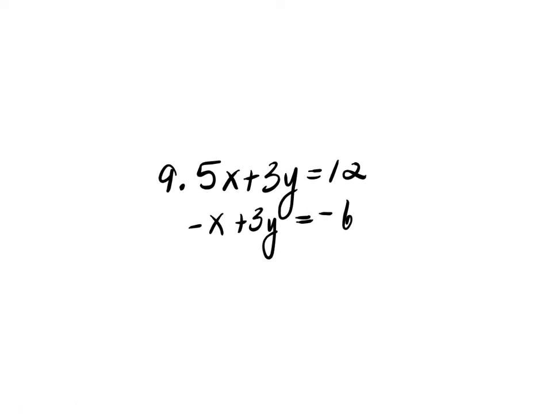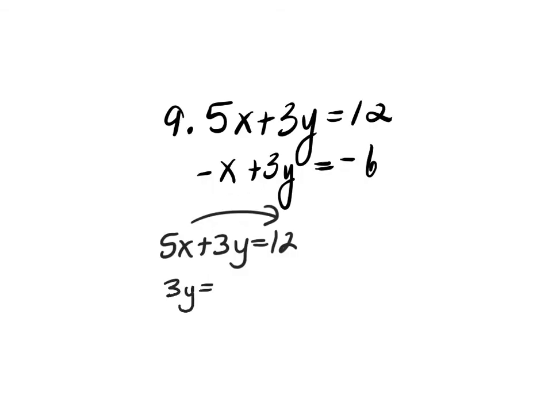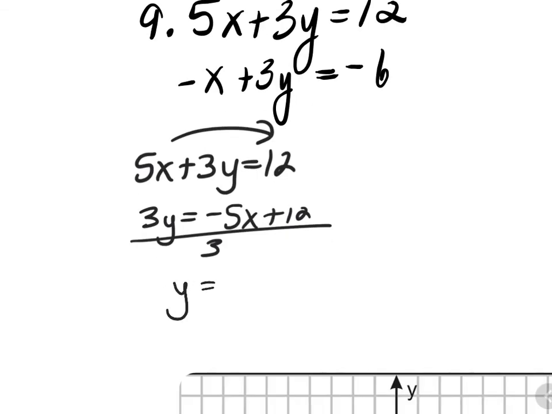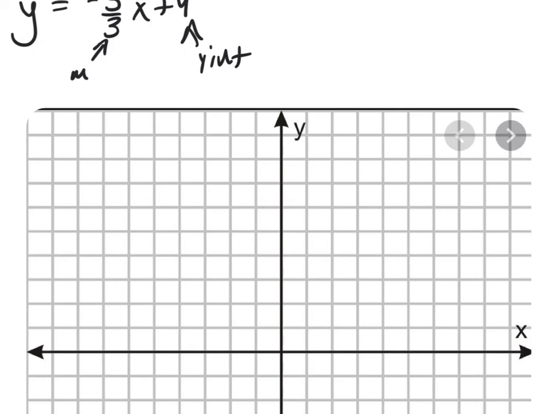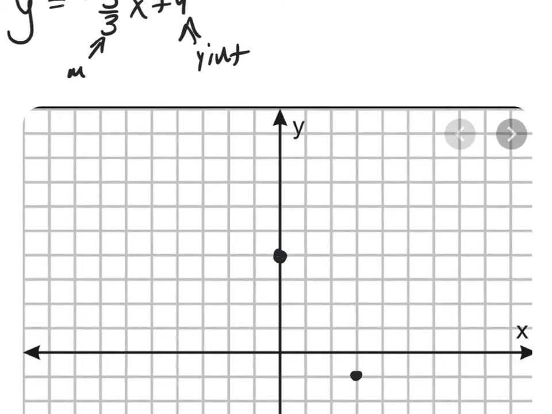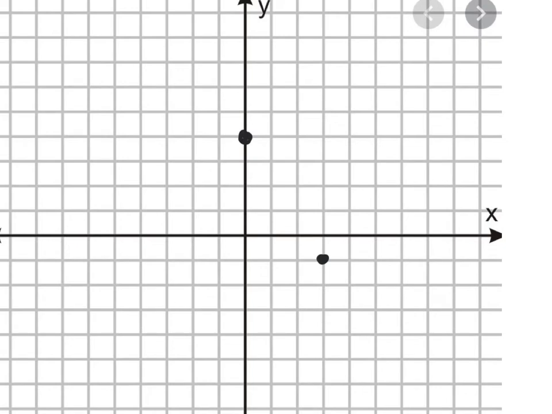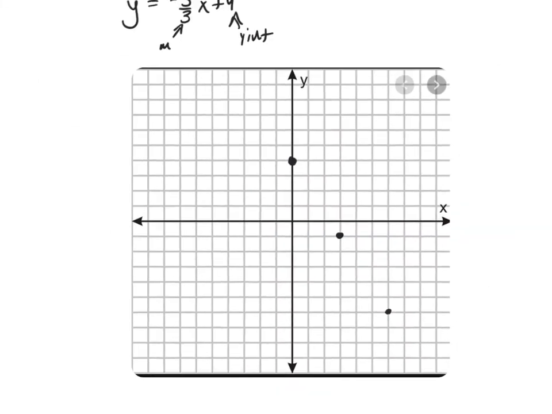So again, same thing here. My first equation, 5x plus 3y equals 12. I'm going to move that x over. So it's 3y equals negative 5x plus 12. Divide everything by 3. Y is negative 5 over 3x plus 4. So my y-intercept is at 4, and my slope is negative 5 over 3. So it's a downward sloping line. Down 5, 1, 2, 3, 4, 5, and over 3. Down 5, over 3. Connect your dots.